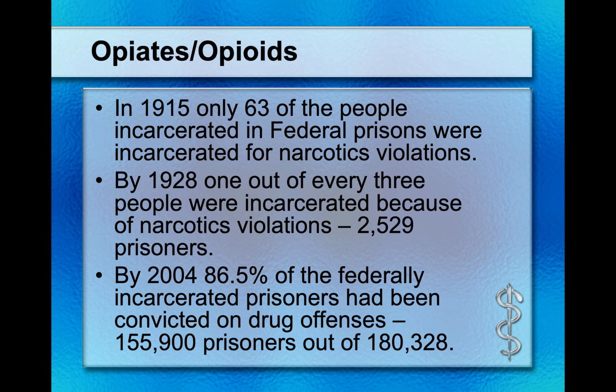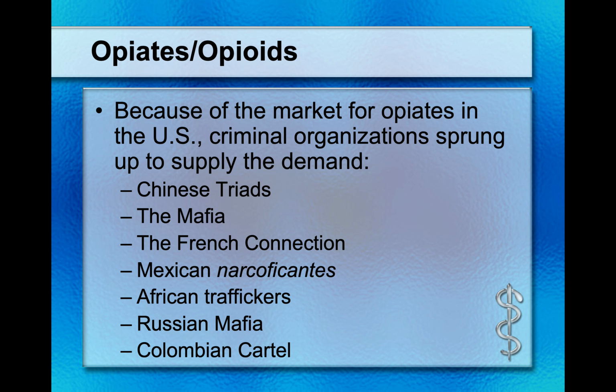In 1915, only 63 of the people incarcerated in federal prisons were incarcerated for narcotics violations. And you have to remember, this is when we first started passing narcotics laws. By 1928, 1 out of every 3 people were incarcerated because of narcotics violations, and that was 2,529 prisoners. By 2004, 86.5% of the federal incarcerated prisoners had been convicted of drug offenses. 155,900 prisoners out of 180,328.